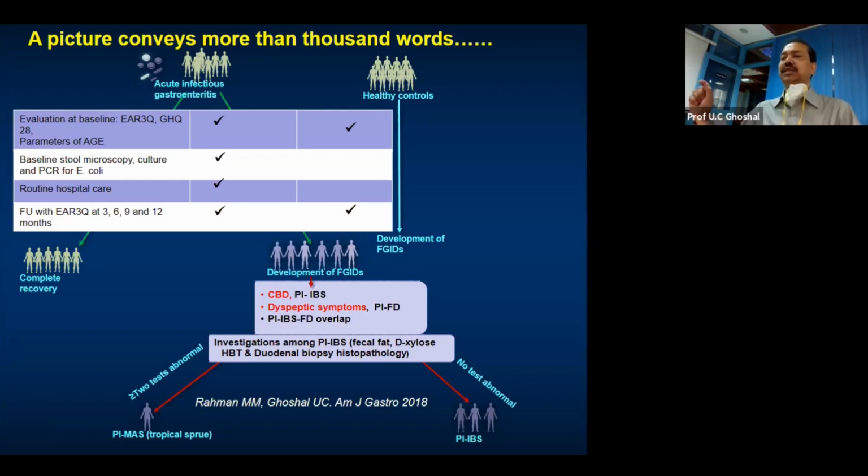the evaluation method, whether it is telephonic or physical. Then we looked at who recovered completely, who developed some complication. If they developed complication, what test did we do? And then if we did some test, what is the definition of disease 1 and what is the definition of disease 2? So everything is given pictorially.